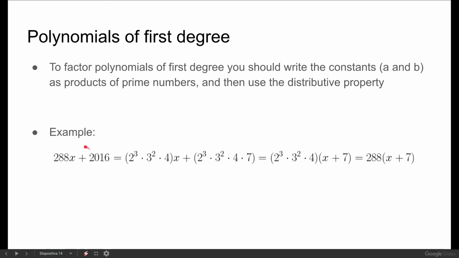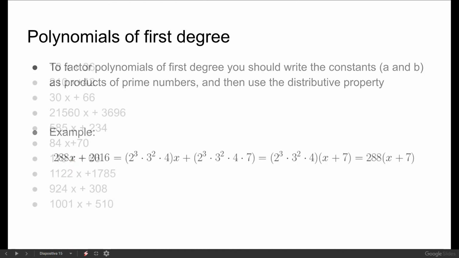If you see, we have here a polynomial of order 1, and now we've expressed it as the multiplication of a polynomial of order 0, that is 288. 288 is a polynomial of order 0 because it's only a constant, times another simpler polynomial of order 1. x plus 7 is also a polynomial of order 1, but is simpler than this expression. So we've done factoring this particular polynomial of first degree.